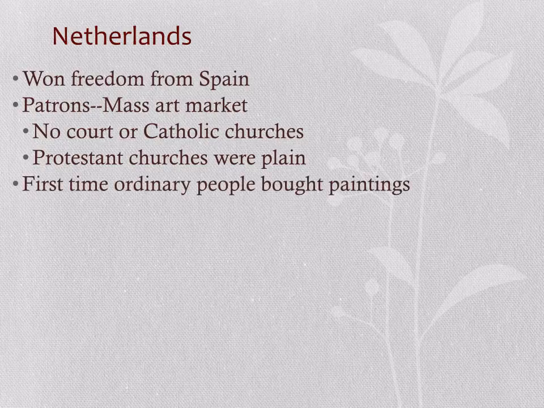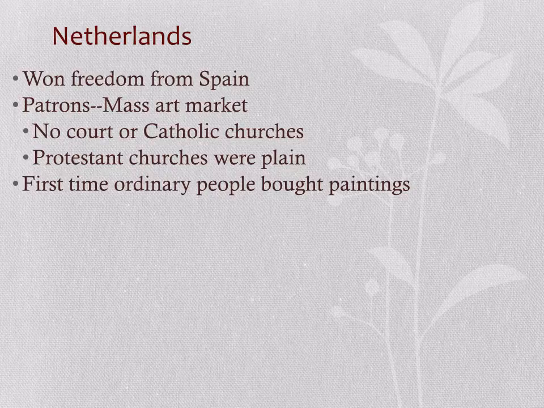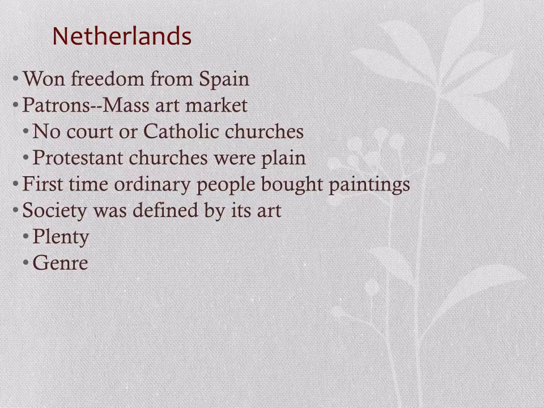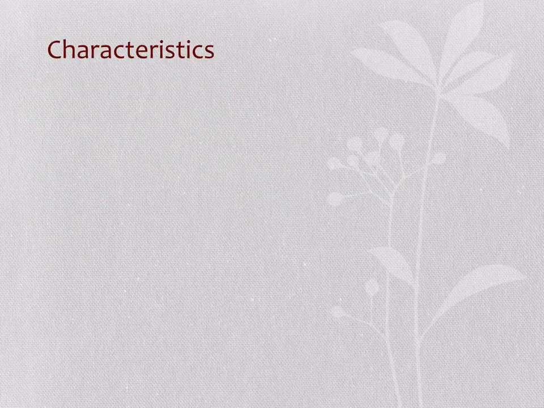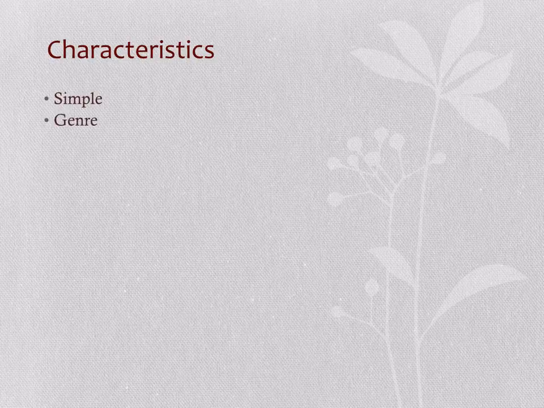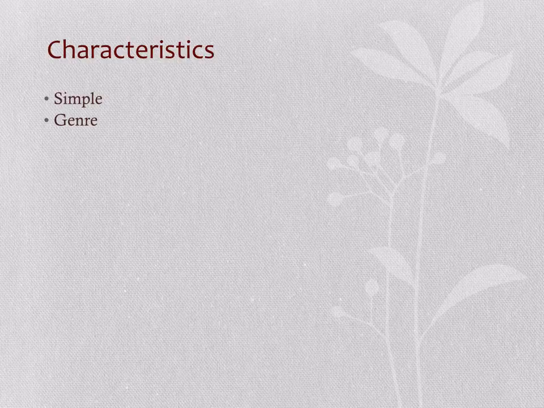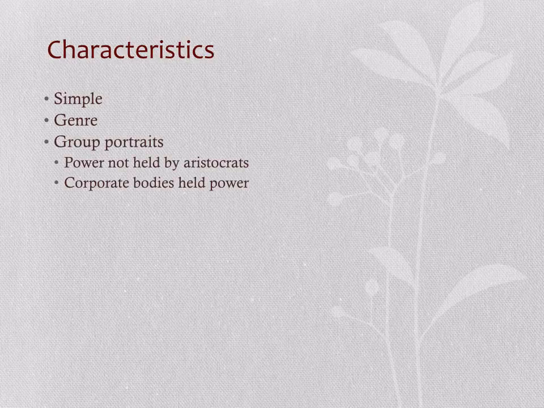So where's the art coming from? Well, ordinary people, or at least bourgeois people who have some money, are buying paintings in a way that they would not have up till now. Regular people are decorating their homes with paintings, and the society was defined by its art, by the notions of plenty and by the genre paintings. So Dutch Baroque is characterized by its simplicity, by the genre settings, the common settings that we'll see. We don't see grand kings, we see regular people doing regular things. We see group portraits where power is depicted. It's usually not one guy, it's groups of people, because you remember that in the Netherlands, corporate bodies held the power, not individual aristocrats.